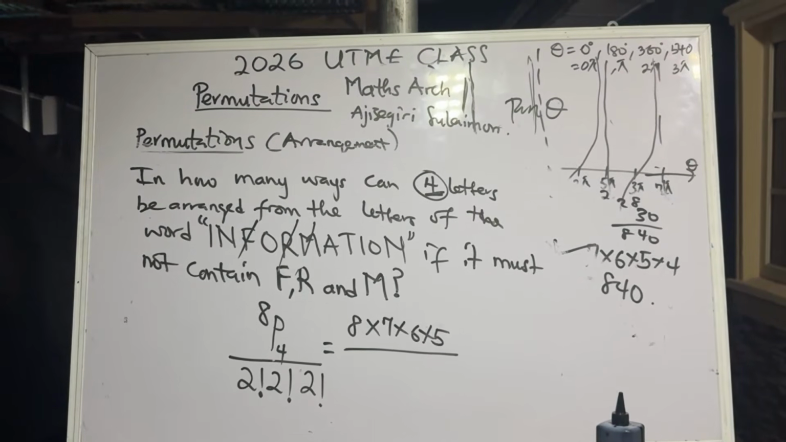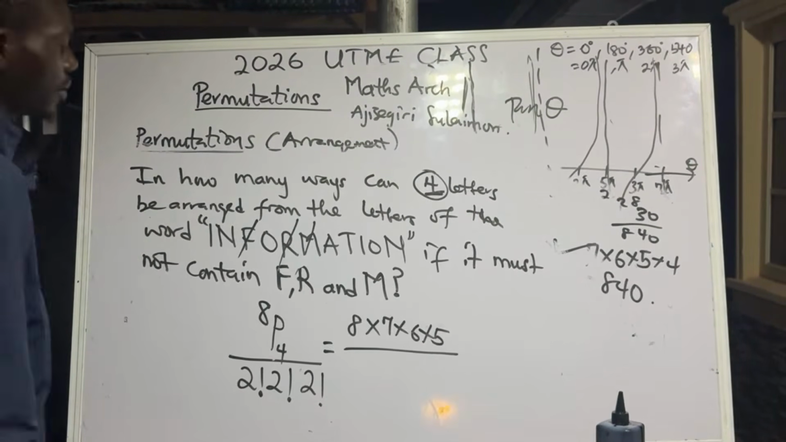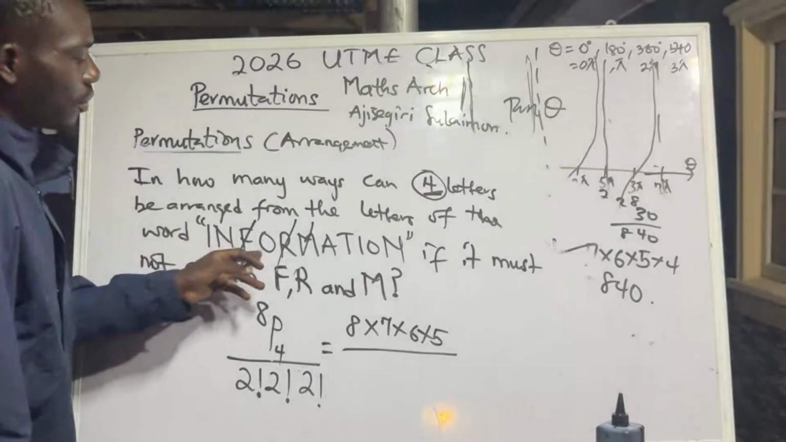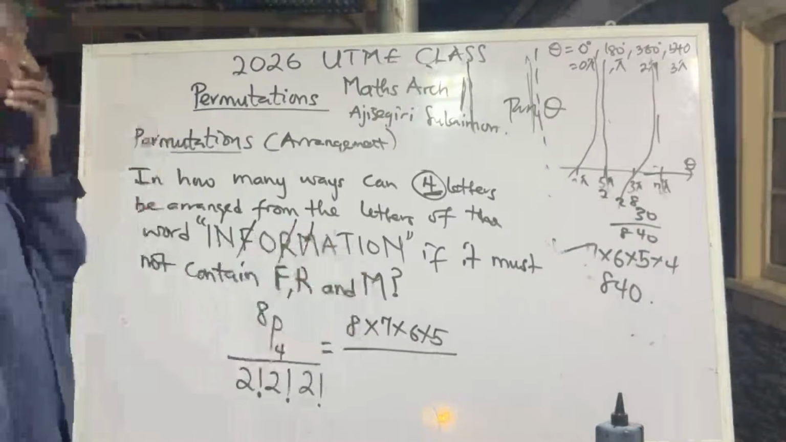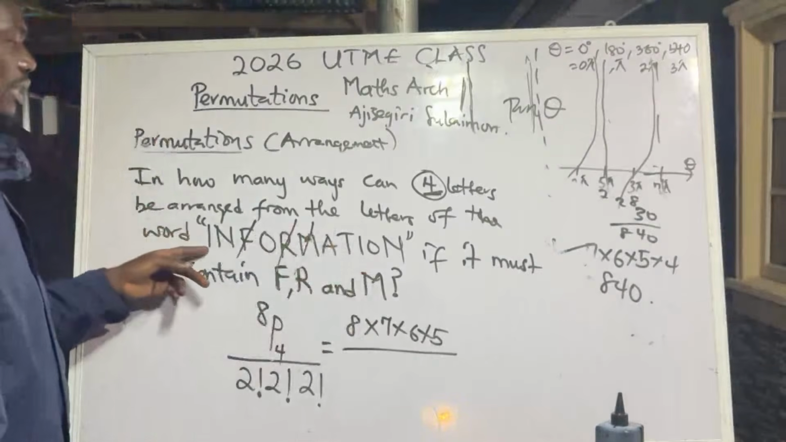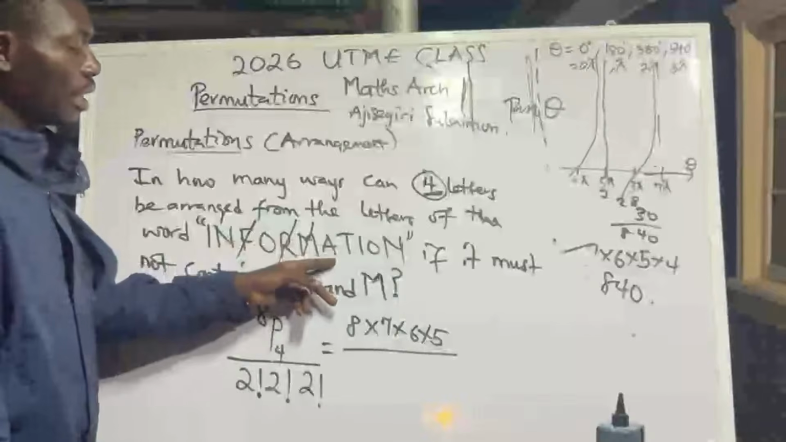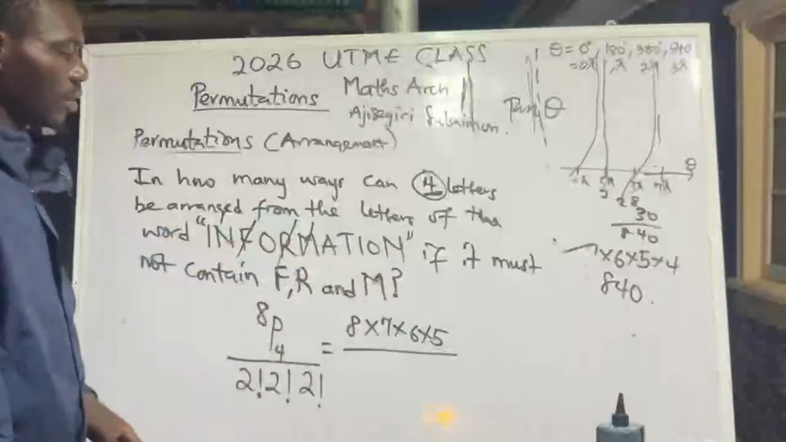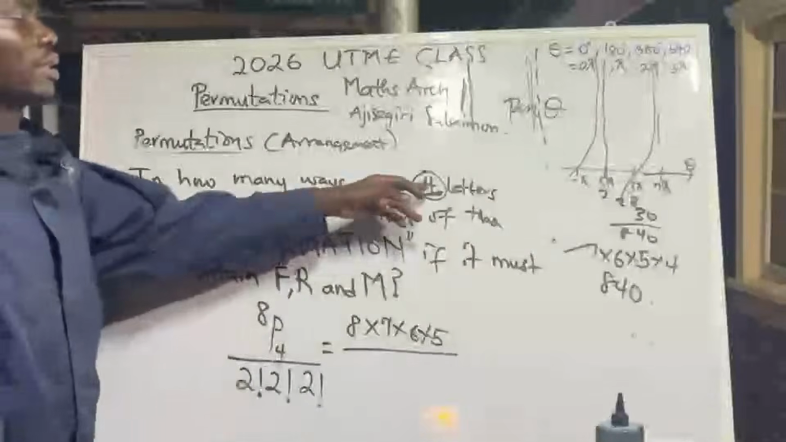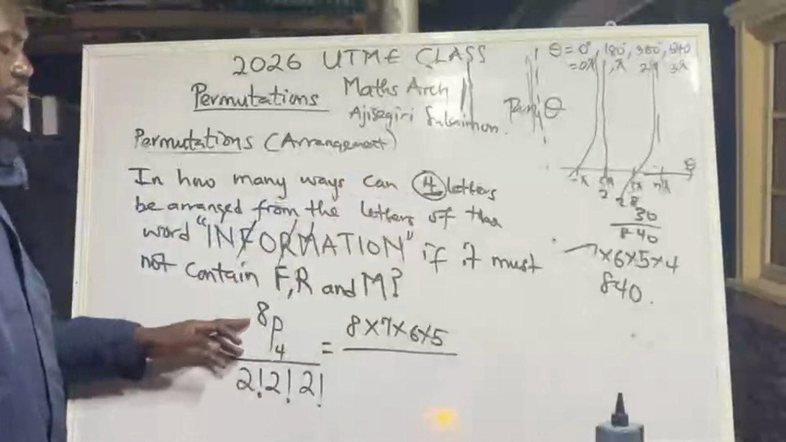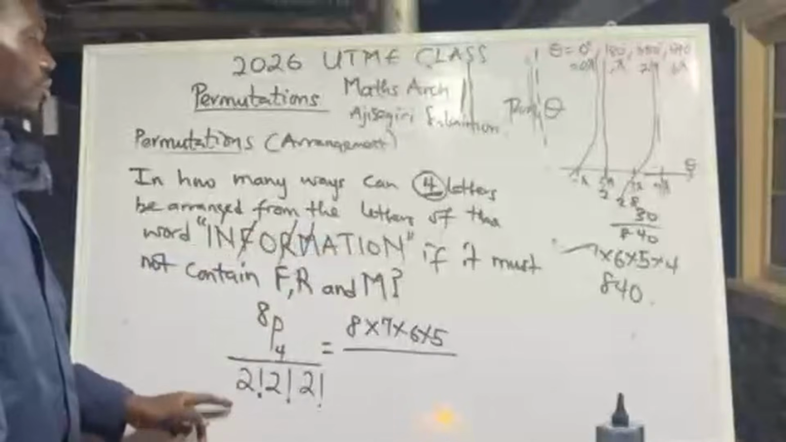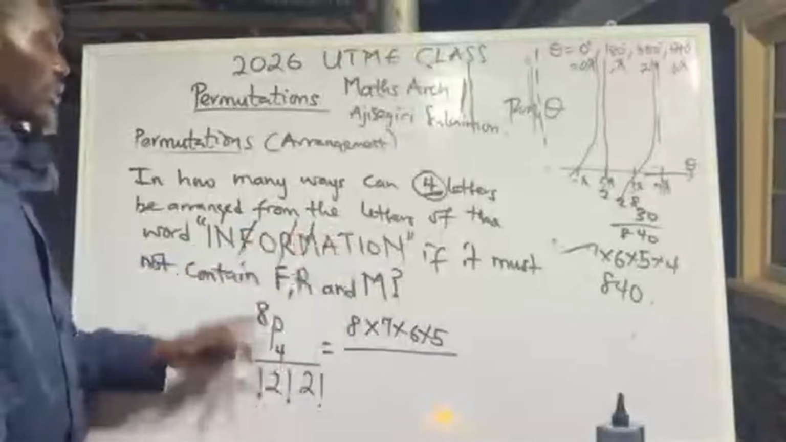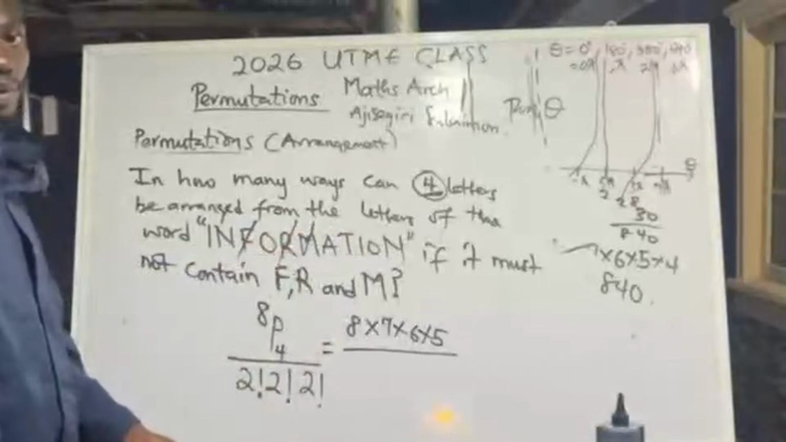Let me explain that part again. So I said F, R, and M are not included. So we're only arranging the letters of the word M, N, O, A, T, I, O, N. Okay? So that's 8 letters. But remember, it is 4 letters that we're taking at a time. That was 8 permutation 4. And recall that I occurred twice, over 2 factorial. N occurred twice, 2 factorial. And O also twice, over 2 factorial.